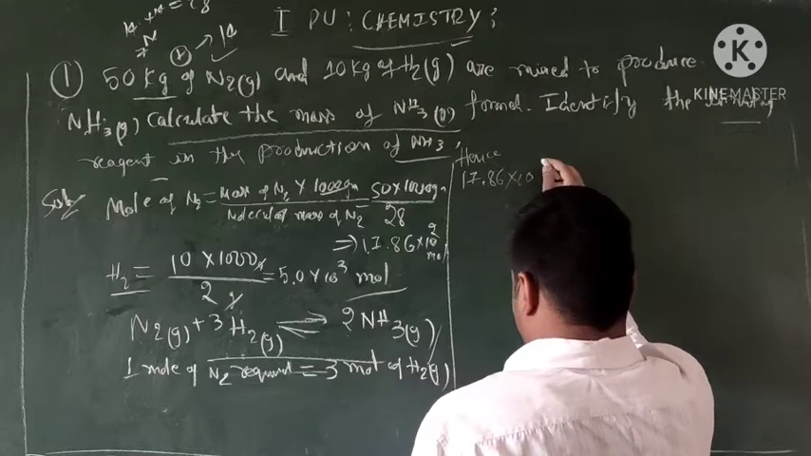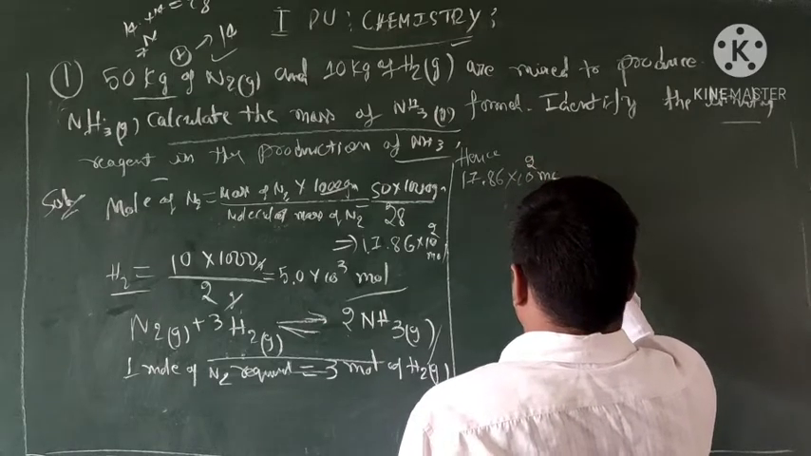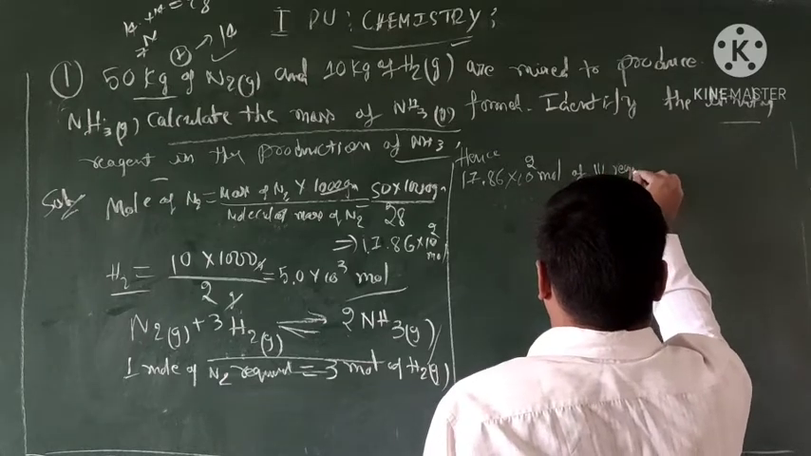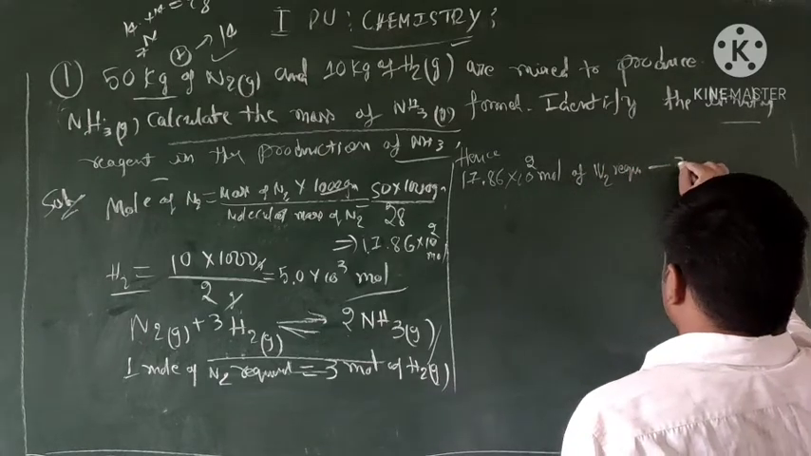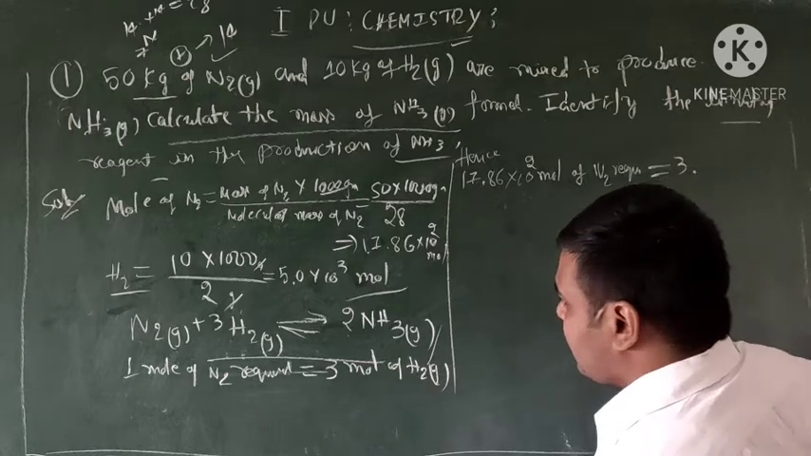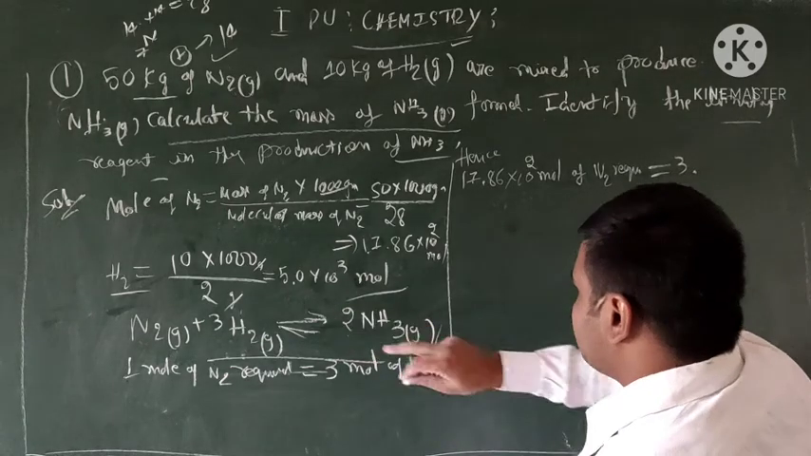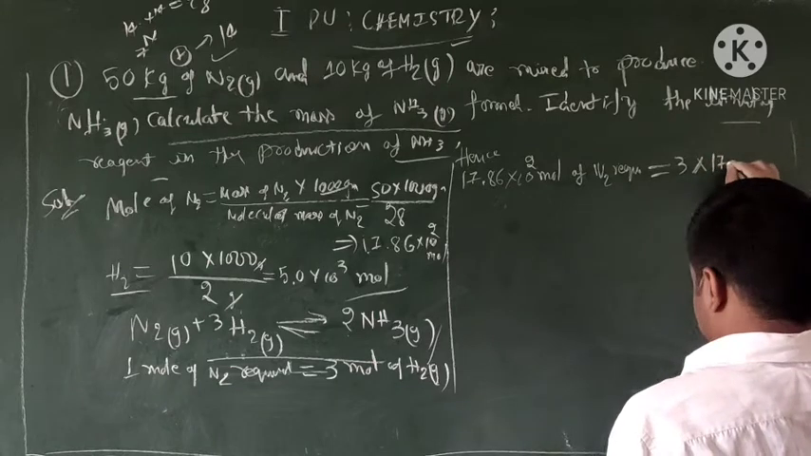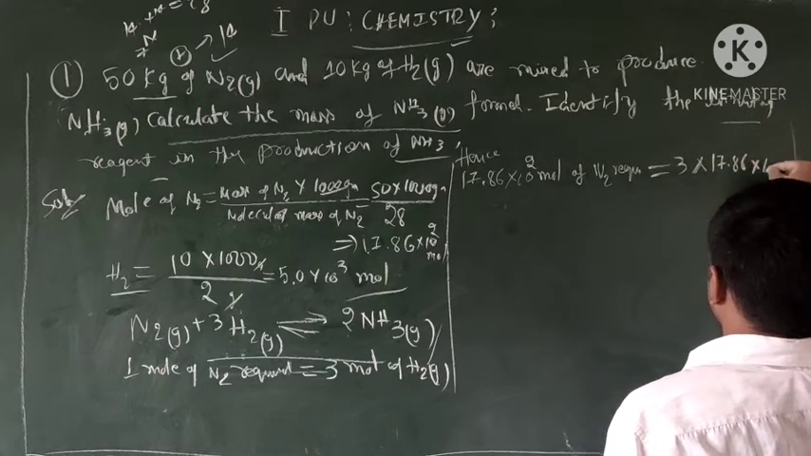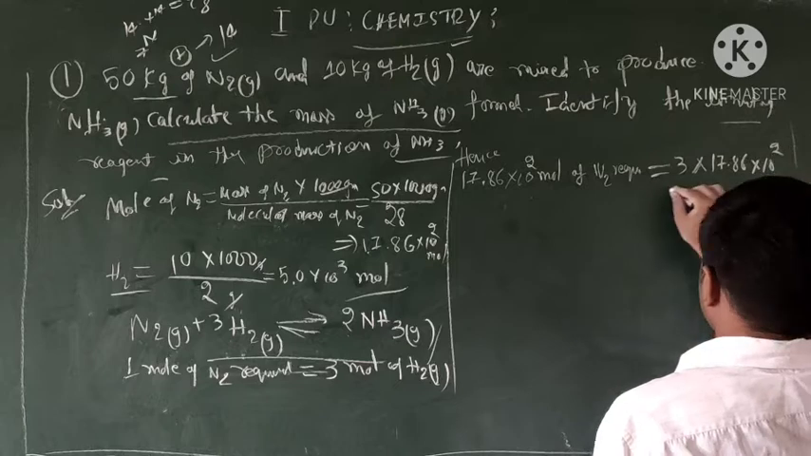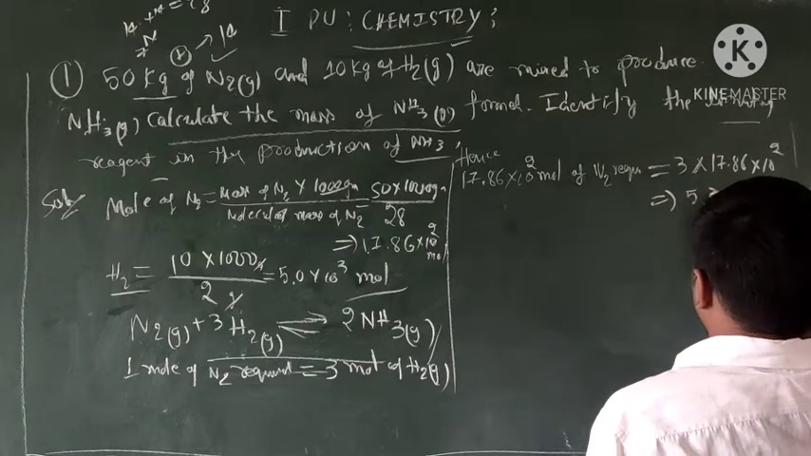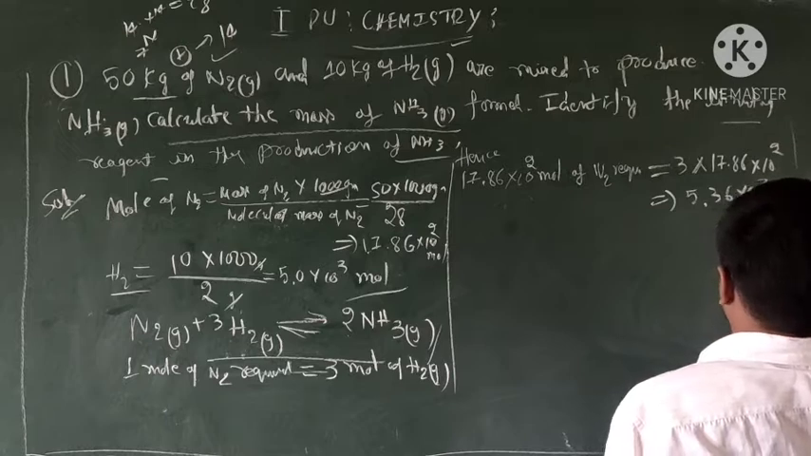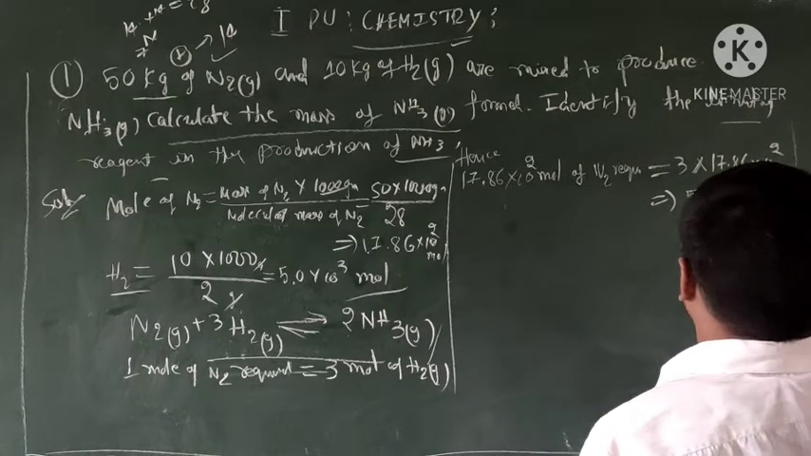Hence we can write, the nitrogen amount is how much? 70.86 into 10 to the power of 2 mole of N2 required to get how much? 3 into 17.86 into 10 to the power of 2. That makes what? 5.36 into 10 to the power of 3 mole.